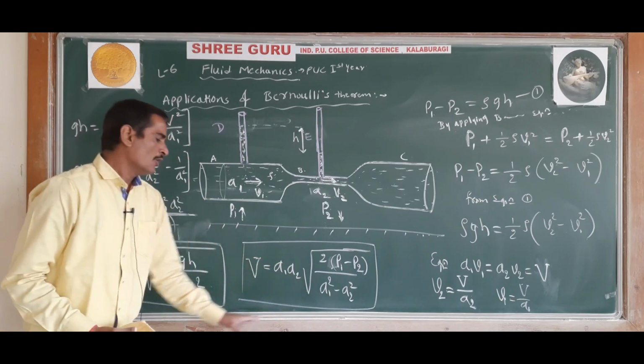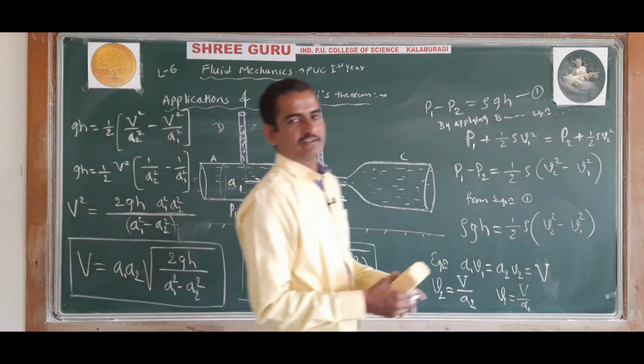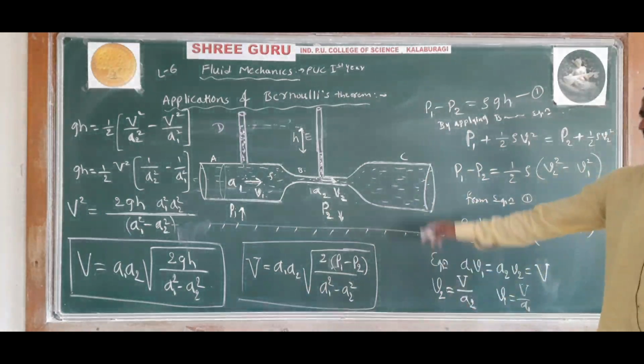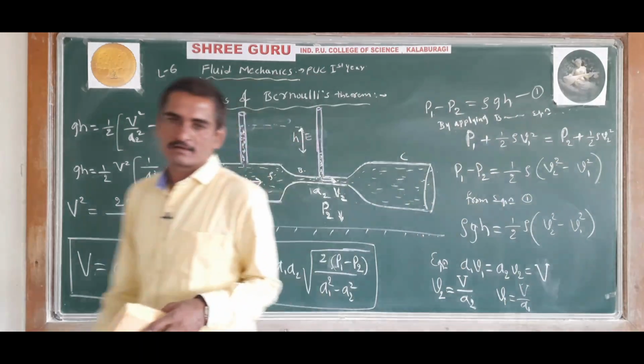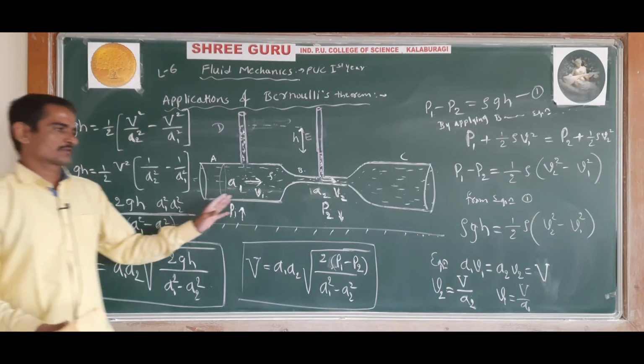So this is called volume of liquid flowing per second. This is the formula for volume of liquid flowing per second, and this is the Venturimeter. Understood? Hope you understood all these things.